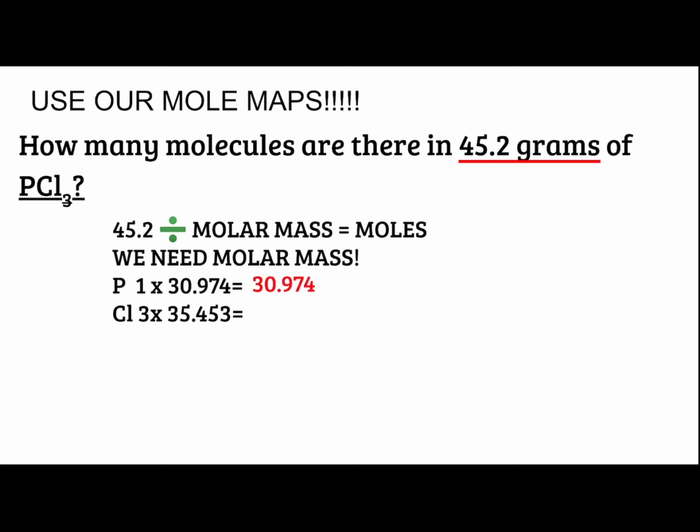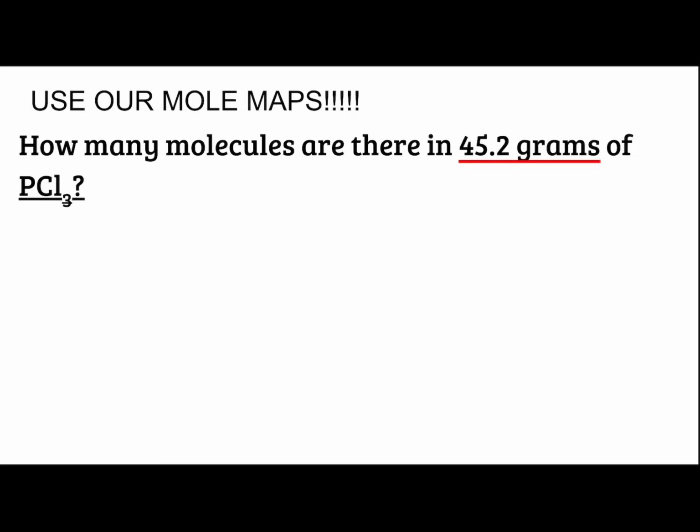The first thing we're going to need to do is find the molar mass of this compound. The mass of phosphorus is 30.974. There's only one of those, so I don't need to multiply. The next thing I need to do is look at chlorine. Chlorine is 35.453. I have 3 of those, so I need to multiply it by 3. Once I add those two numbers in red together, I get my molar mass for PCl3. We're going to need that number in a minute.